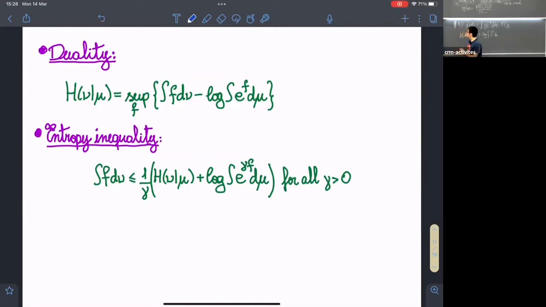You see, maybe computing this integral here, with respect to μ is much easier than computing it with respect to ν, because for example, you know μ and you don't know ν. So that could be a good way. But if you want to do that, then you need to estimate the entropy. So you want to estimate this relative entropy in some way. Okay, so what can you do?